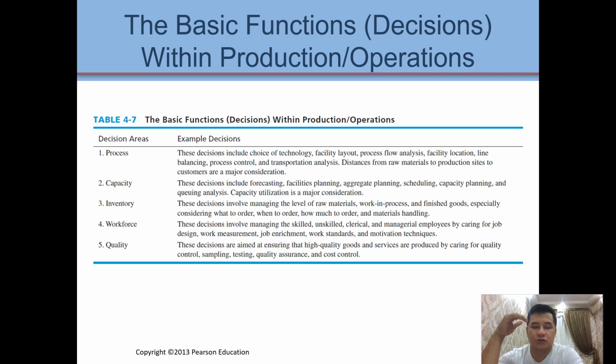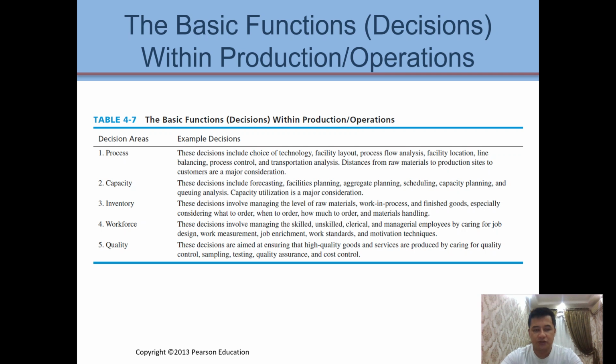These decisions include choice of technology, facility layout, process flow analysis, facility location, line balancing, process control, and transportation analysis. Distance from raw materials to production sites to customers are a major consideration. For capacity, the decisions include forecasting, facilities planning, aggregate planning, scheduling, capacity planning, and queuing analysis. Capacity utilization is a major consideration.